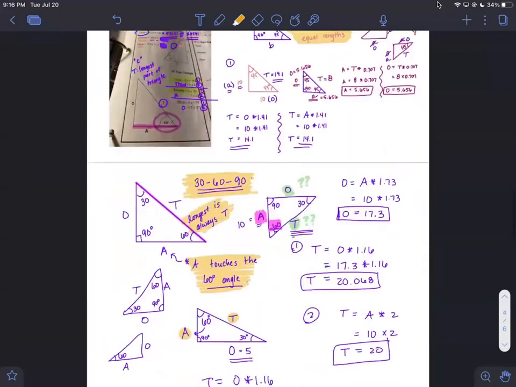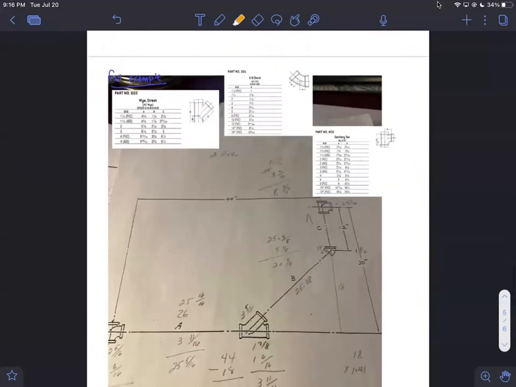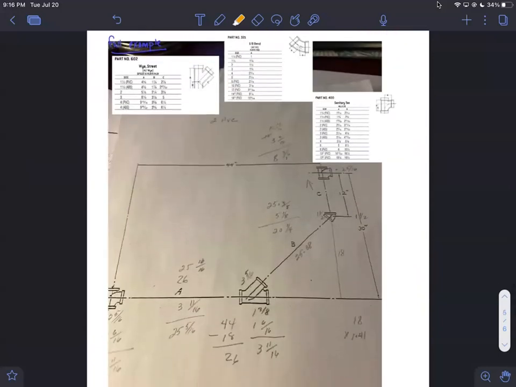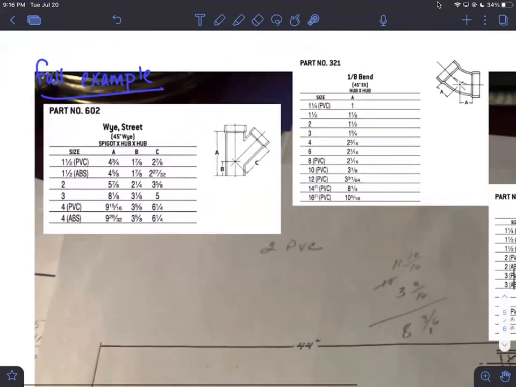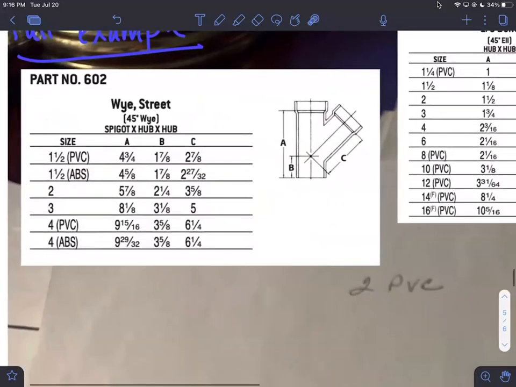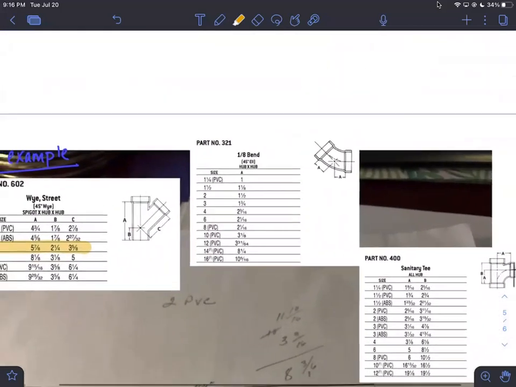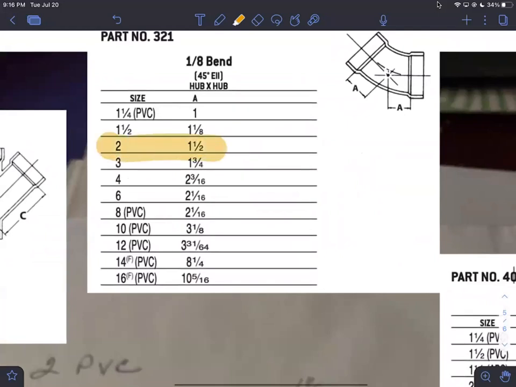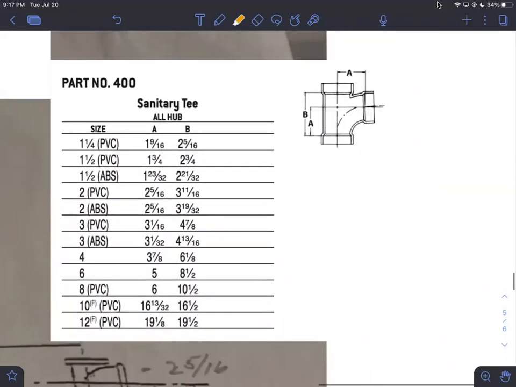Okay, so let's try an example problem. So this is the problem that you sent me. I'm actually going to kind of ignore your values here, and I'm going to show you how to use the diagrams here. Now you said that we're only going to focus on this 2. Okay, so we're only going to focus on this 2, and then we're only going to focus on this 2.